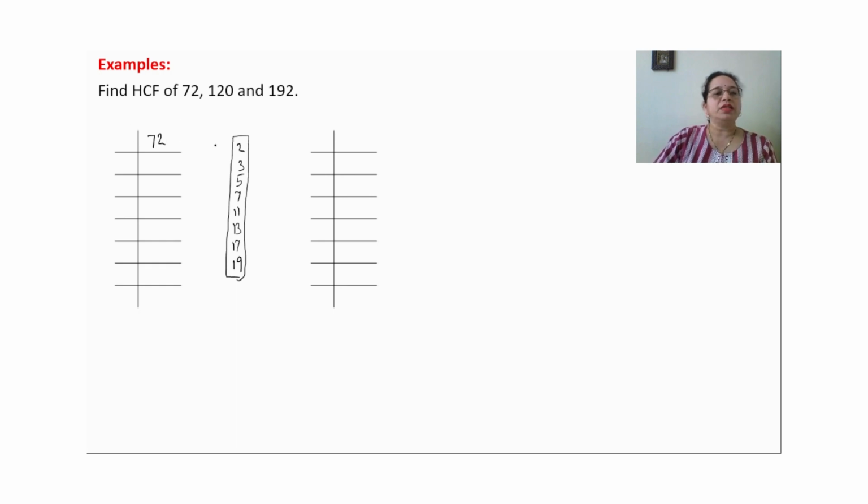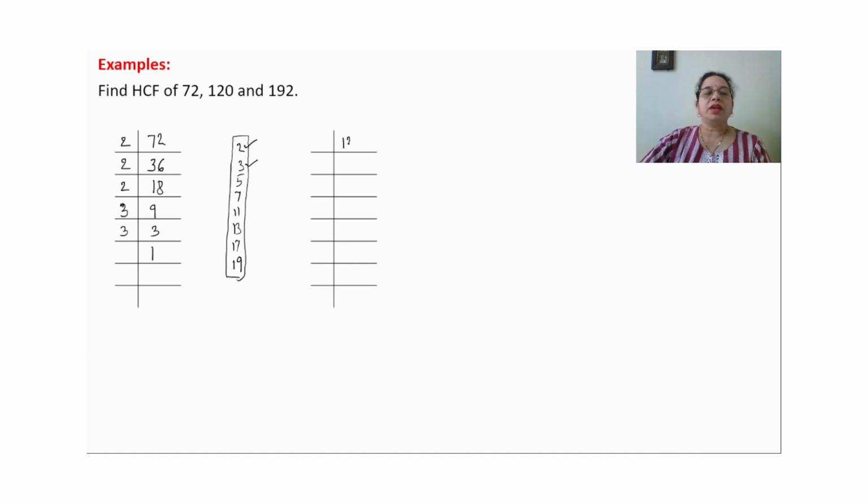So the number is divisible by 2. So divide by 2. 2 3s are 6, 1 is left. The next number is 2. 2 6s are 12. Again, this is divisible by 2. 2 1s are 2. Remaining is 1. Next number is 6, 16. 2 8s are 16. Now 2 9s are 18. Then the number is divisible by 3 now. 3 3s are 9, 3 1s are 3.